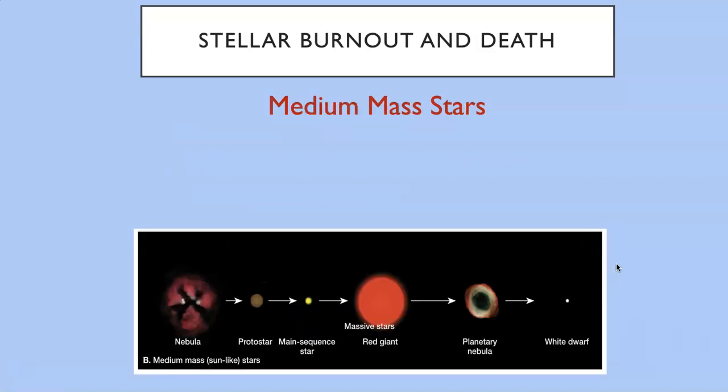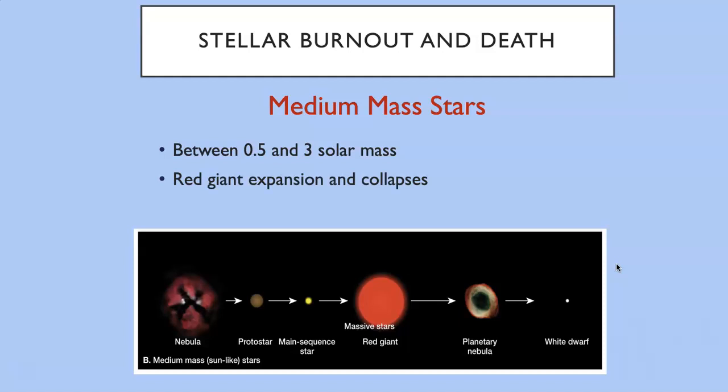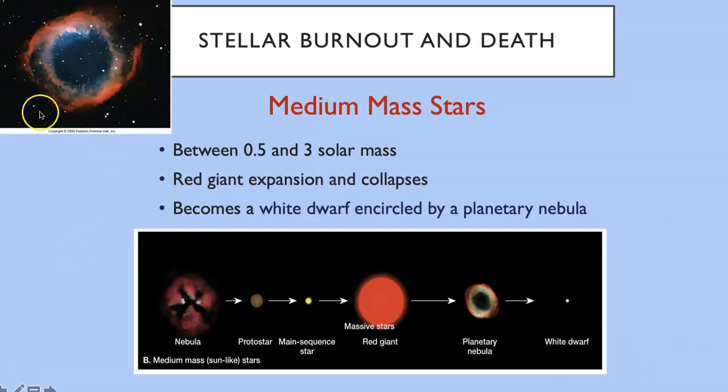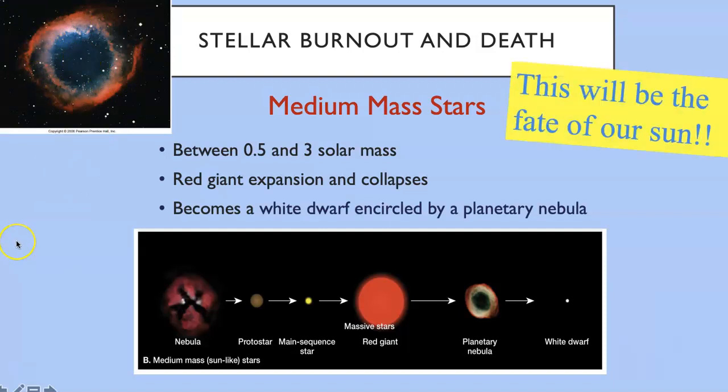Medium mass stars have a little more going on for them. This would be between 0.5 and 3 solar masses, and they undergo the expansion and collapse of the red giant phase. They also then wind up being a white dwarf, but generally encircled with material called a planetary nebula, which is the material that was thrown out when the red giant expanded. Here's a picture of a planetary nebula with a star in the middle that's a white dwarf. This is going to be the fate of our sun.